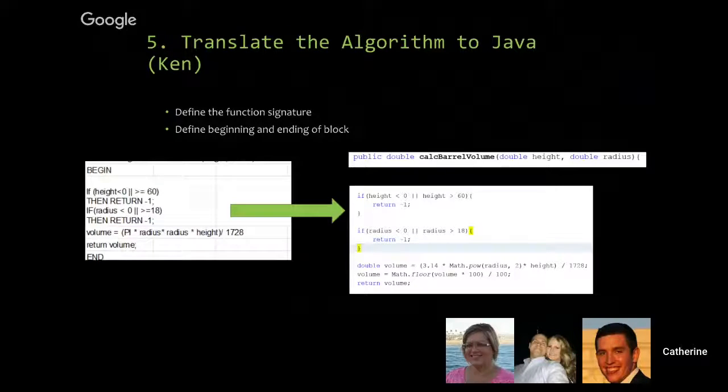Okay, so defining the function signature. On the upper right corner we have a public function, so it's available everywhere. The type that it will return is going to be a double, and the name is calc barrel volume. It will ask for 2 things, height and radius, both of which are types double. And you can see down in the lower left we have that pseudocode that Eric described earlier. Translating that over onto the right, we see that that is now written into code understandable by Java. And we can see that the beginning and ending of a block is highlighted in yellow with curly braces.